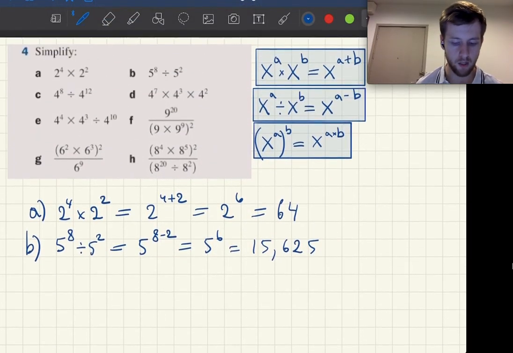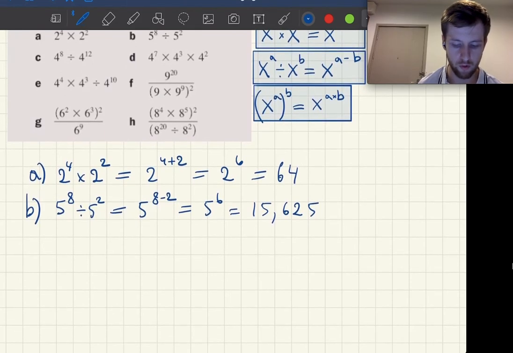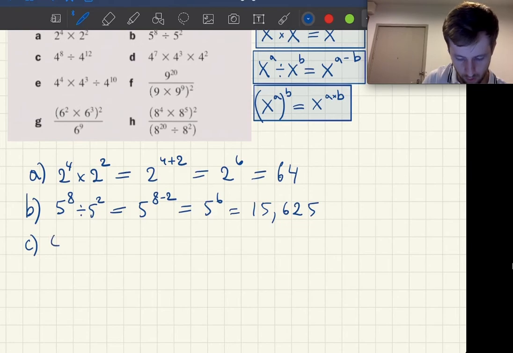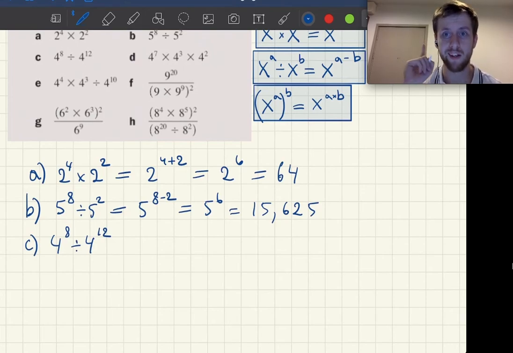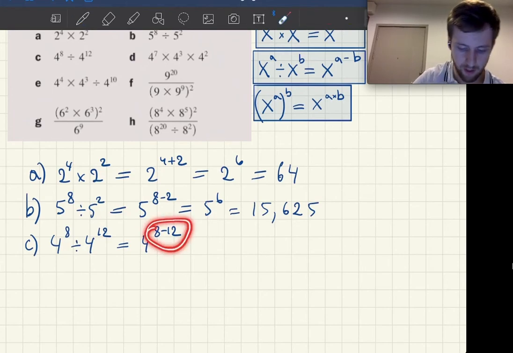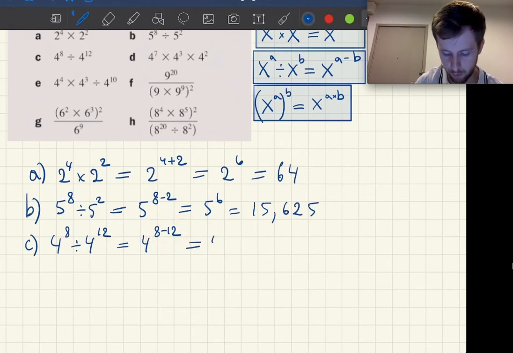Okay, let's do C. C is actually interesting. 4 to the power of 8 divided by 4 to the power of 12. And okay, so here comes another law of powers. I will show you how it works. So this is going to be 4 to the power 8 minus 12. And you can notice that it's going to be a negative power, right? So 4 to the power negative 4.